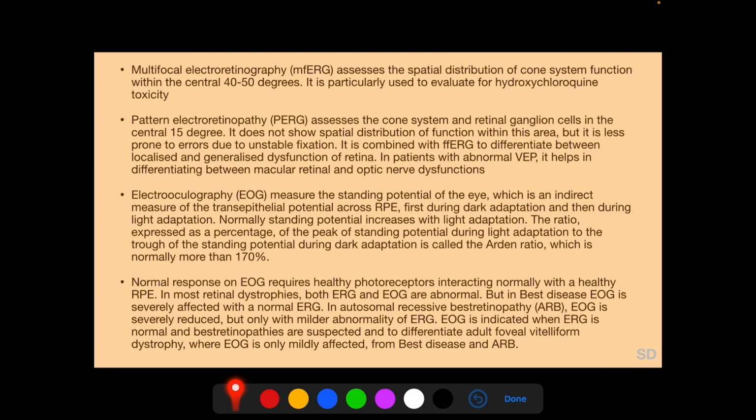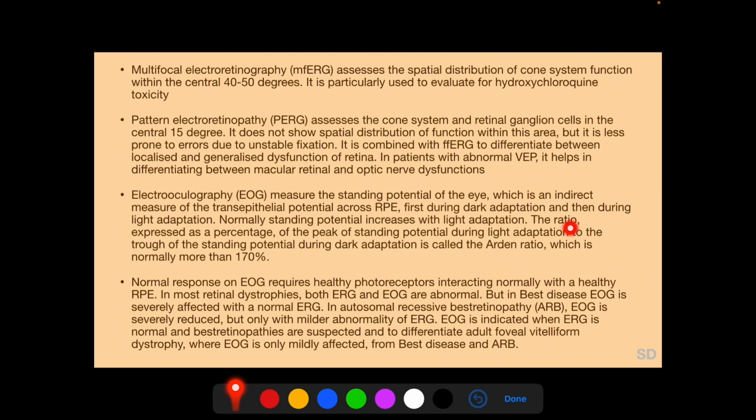Electro-oculography measures the standing potential of the eye, which is an indirect measure of the transepithelial potential across the retinal pigment epithelium, first during dark adaptation and then during light adaptation. Normally, the standing potential increases with light adaptation.